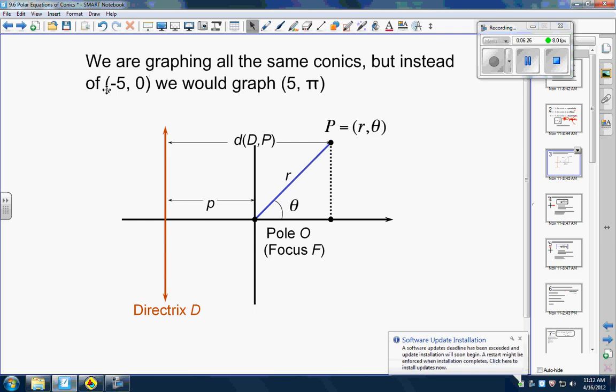So first half of the chapter, we looked at graphing something like -5, 0. Now we're going to graph 5, pi. So in the direction of pi, come out 5 units.